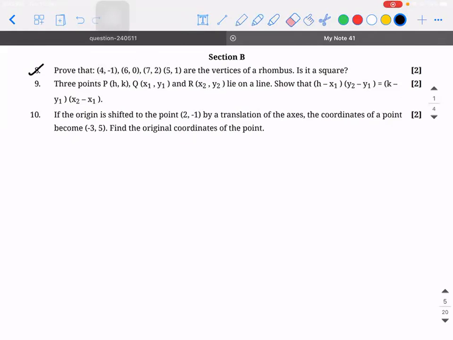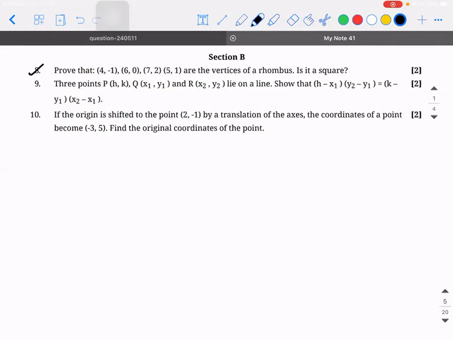Because they asked, is it a square? So first find the distances. If all the distances come out to be equal, then find the slope between any two adjacent sides. If it is perpendicular, then it's a square. If not, it's only a rhombus. That's all. So, sir, for the sum, we have to just find the distance between the points and the angle. Yes.